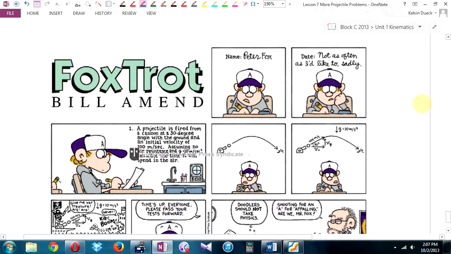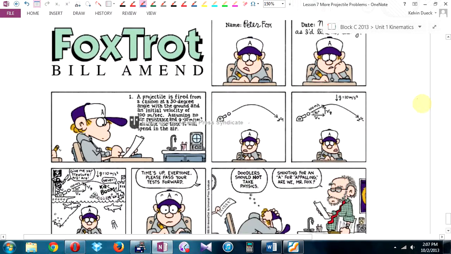I've done my little foxtrot rant. I said Bill Ammond actually has a degree in physics. You will notice if you look close, all of the physics doodling there is correct. Although he's using 10 instead of negative 9.8. But at least he went metric. As an American, at least he went metric because he saw the light.